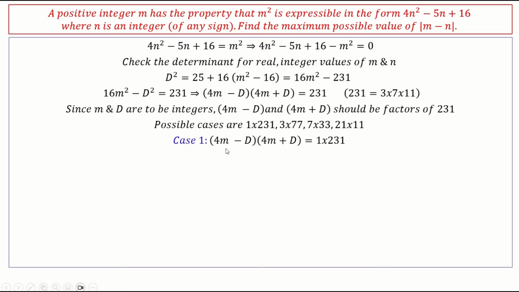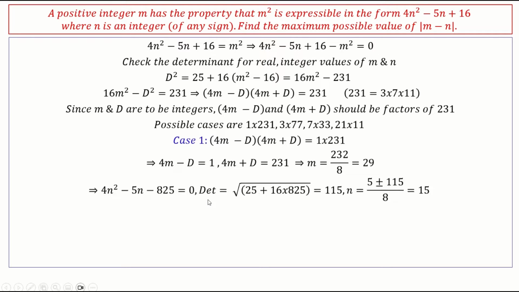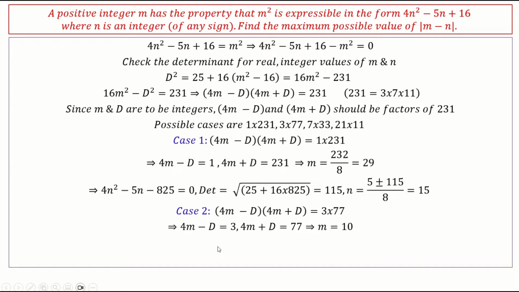So let's take case 1. 4m minus d into 4m plus d equal to 1 into 231. So 4m minus d is 1, 4m plus d is 231. So m is 29. And you substitute the m value in the equation. What you will get is basically the n value, n is 15. Now case 2, 4m minus d into 4m plus d equal to 3 into 77. Similarly, you solve this, same thing, m you will get 10 and you substitute into the equation and n you will get is 2.